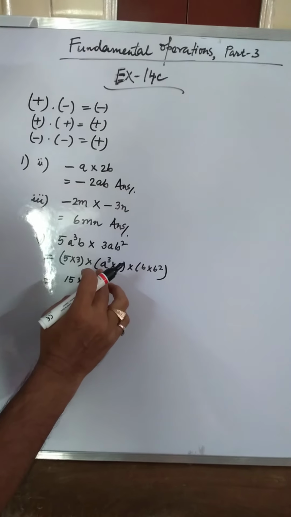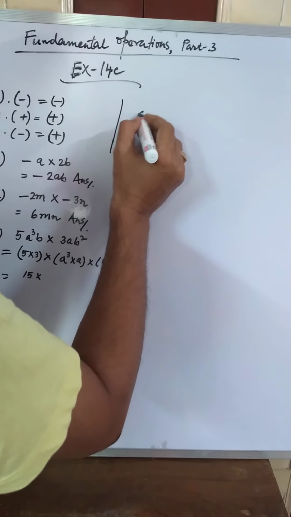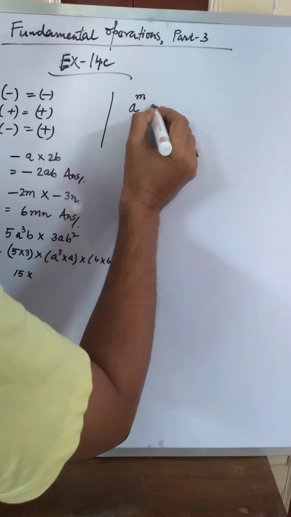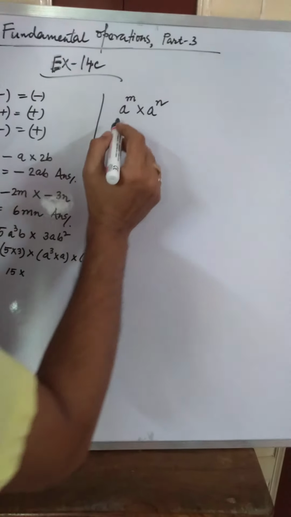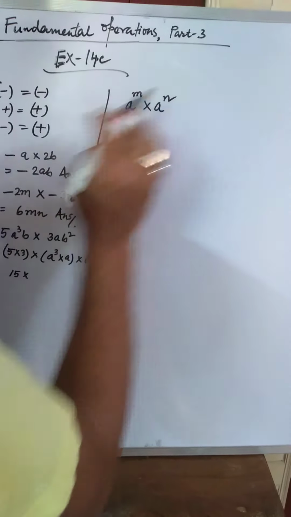Now here a to the power 3 into a. So what should be the multiplication product? The rule is, if you multiply a to the power m with a to the power n, here a is termed as the base. So whenever the base is same but the power is different or same, then what is the rule? You have to add the power. a to the power m into a to the power n results in a to the power m plus n.